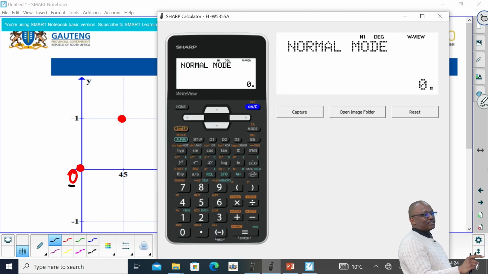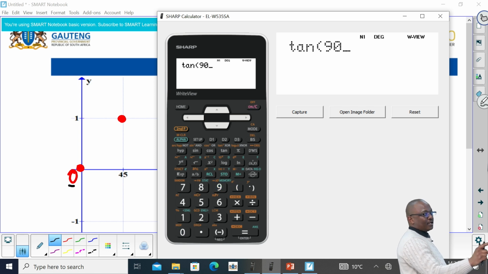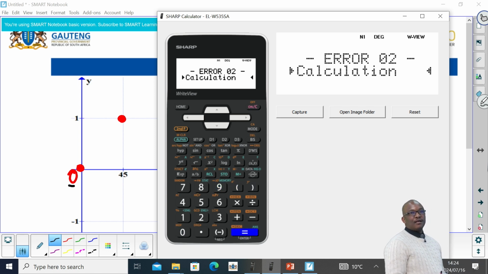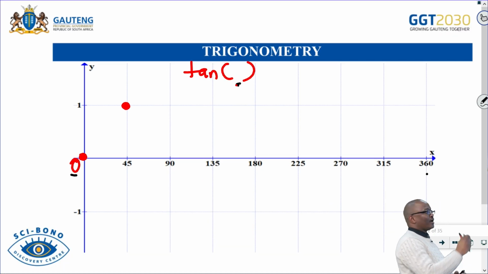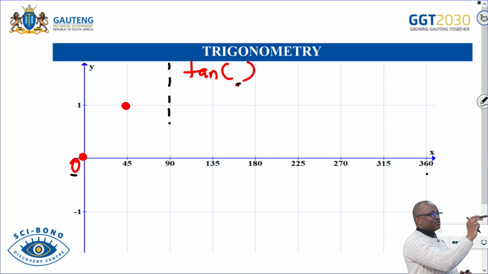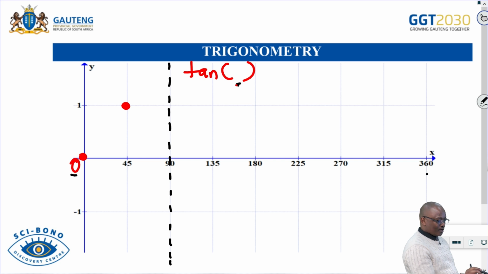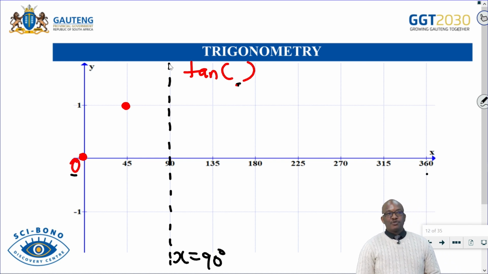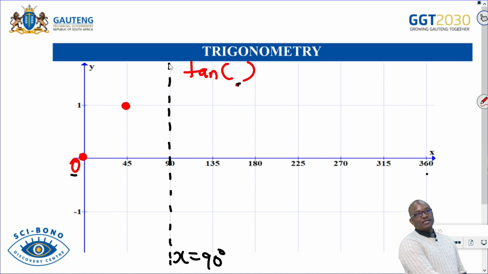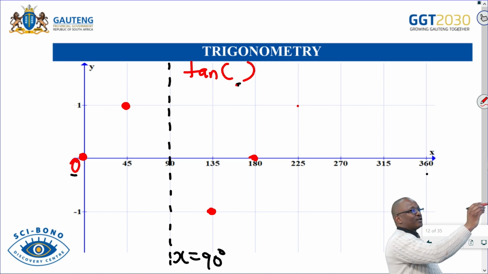When you say tan of 90 degrees, your calculator will show an error. When it's an error, you must know that you are going to have what we call an asymptote, where x is equal to 90. That is the equation of our asymptote. Then from there, when you say tan of 135, you will get negative 1. Then tan 180, you get 0. And tan 225, you get 1.